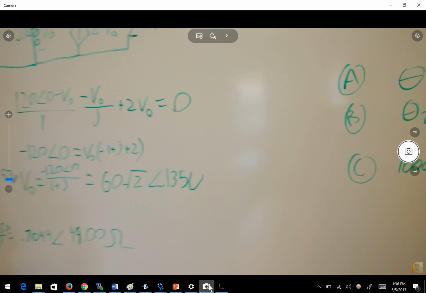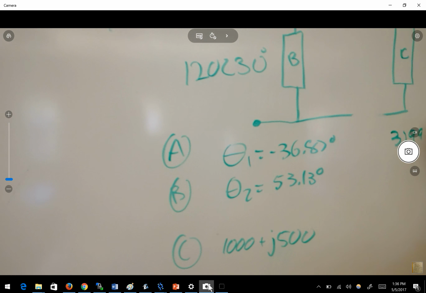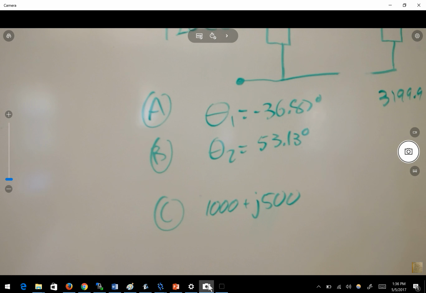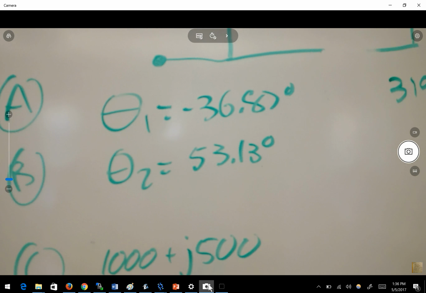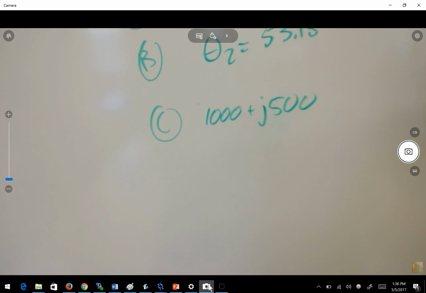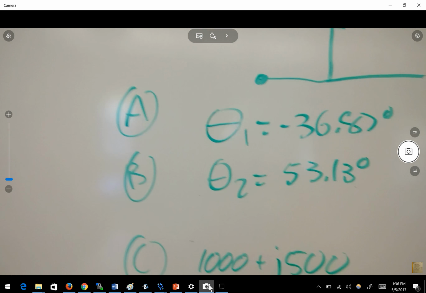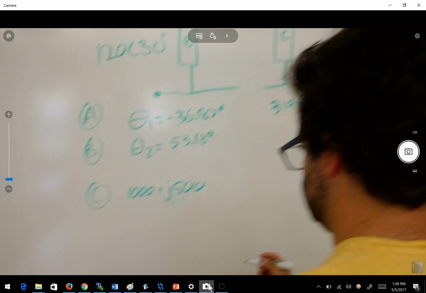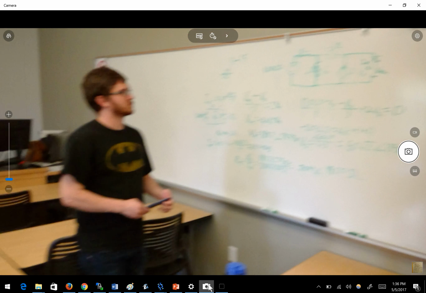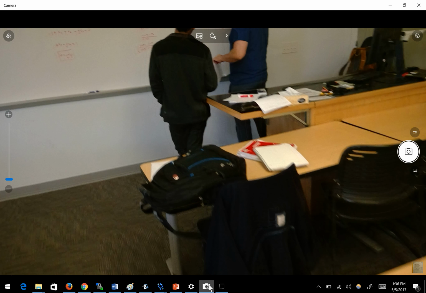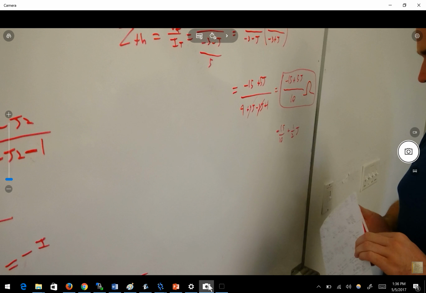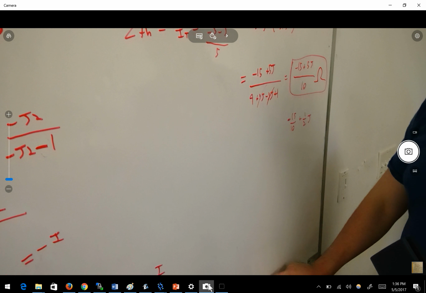How's it going? A plus Bi. Did you find theta C? You can find the angle here, right? That would be the arctangent of 500 over 1,000. Theta 1, theta 2, theta 3, or whatever. It's just going to be negative 15 over 10 plus 1/2 j. So the square root of those two numbers.